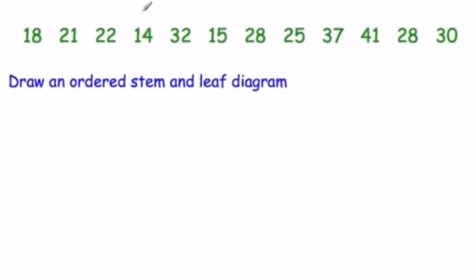In this video we're going to look at how to draw a stem and leaf diagram. Actually, we're going to look at 3 stem and leaf diagrams. So first of all, what is a stem and leaf diagram? A stem and leaf diagram is just a useful way to represent information or data.